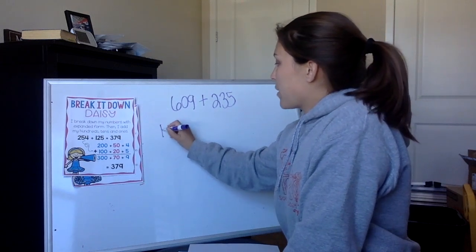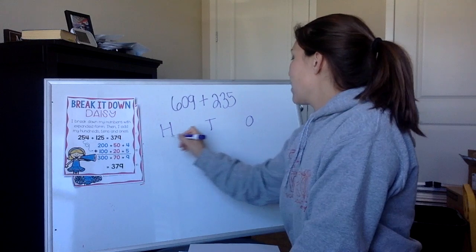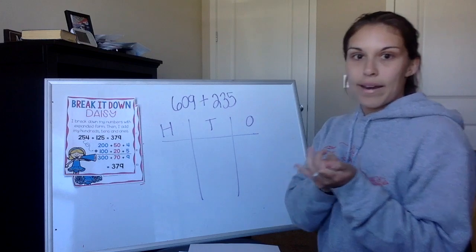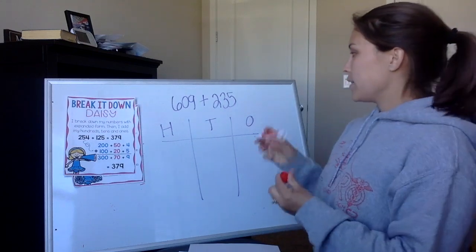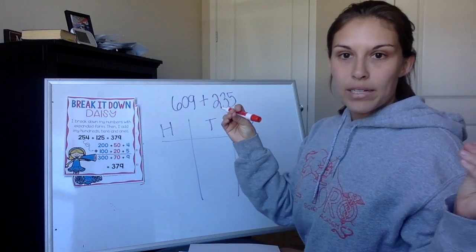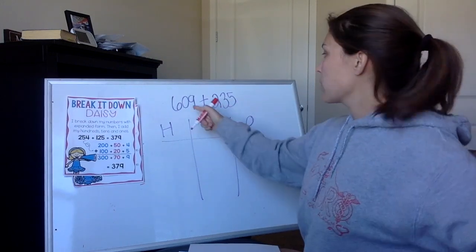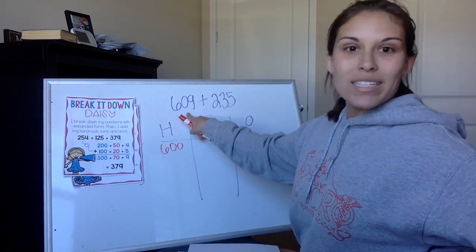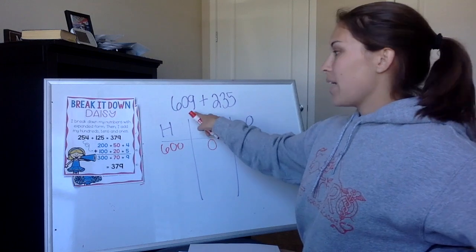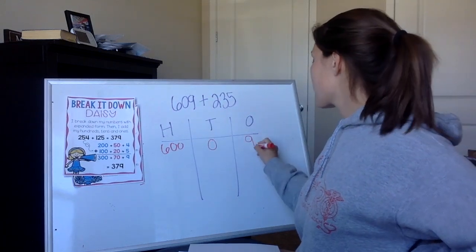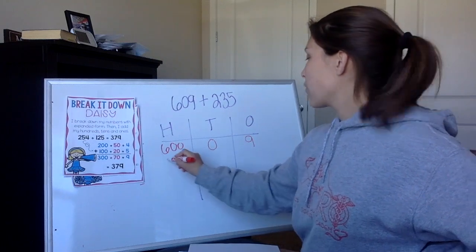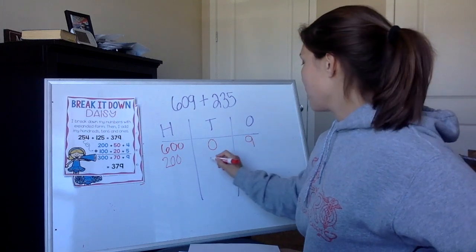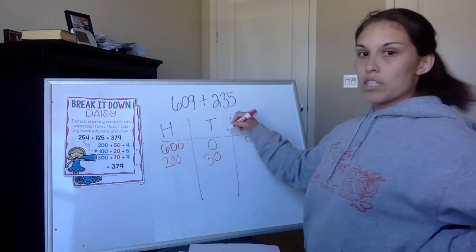So remember, I'm going to make my chart hundreds, tens, and ones. All right, I'm first going to start with 609. Let me get a different marker. All right, 609. We're expanding in break it down Daisy, expanding or stretching our numbers. So in 609, we have 600. We have 0 tens, so we just put a 0 there, and we have 9 ones. For 235, we have 200. If we look in the tens place, we have 3 or 30, and in the ones place, we have 5.